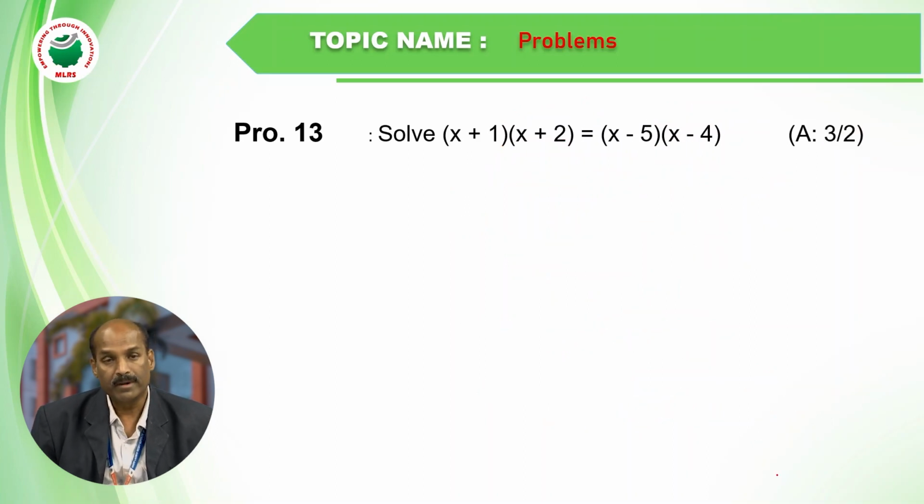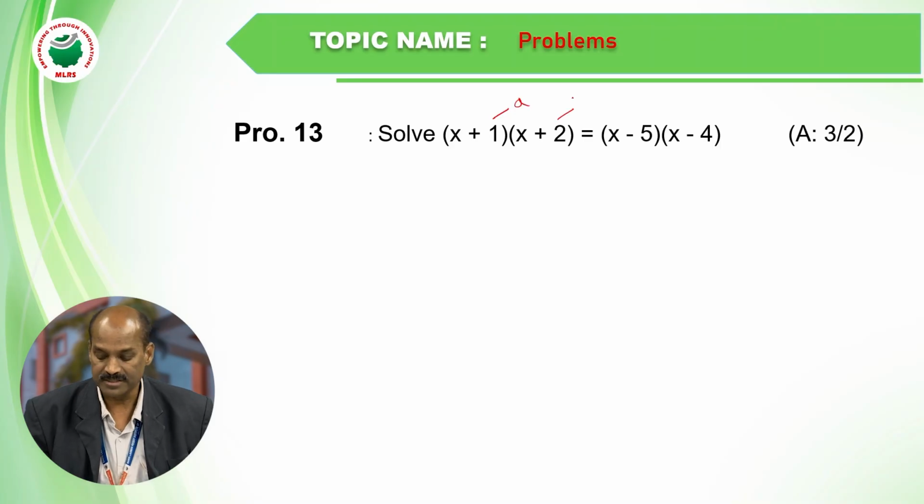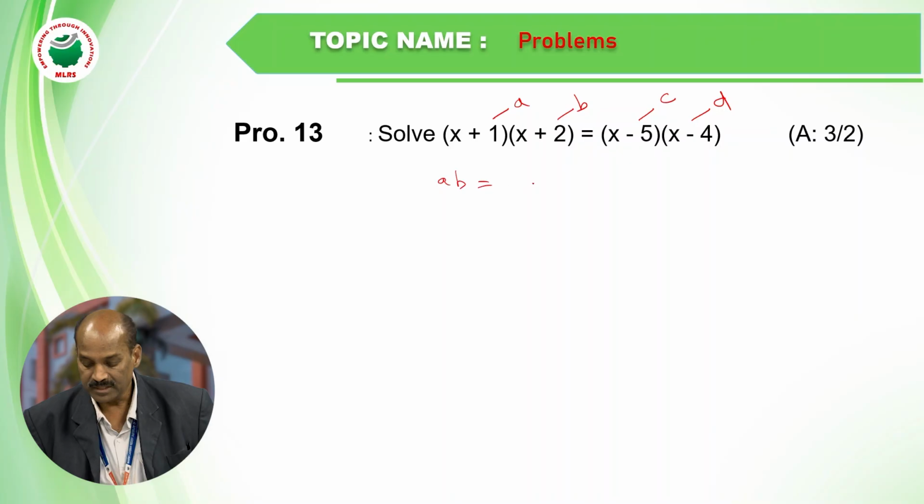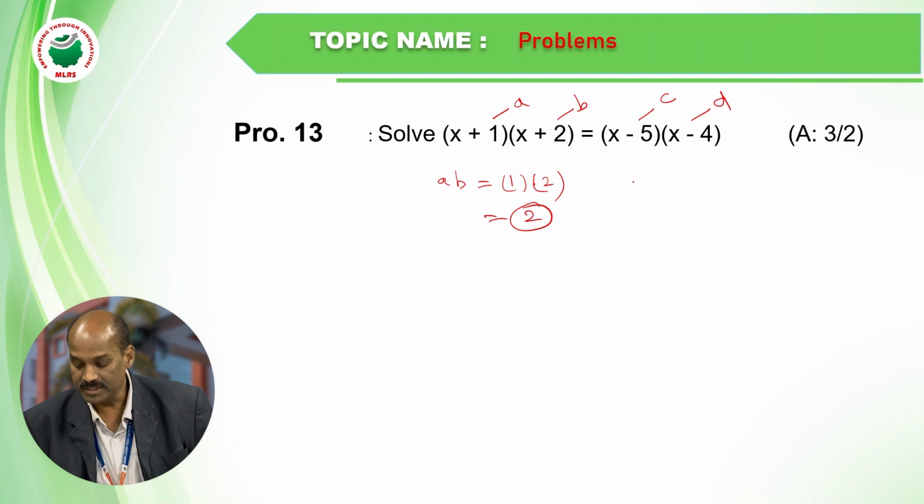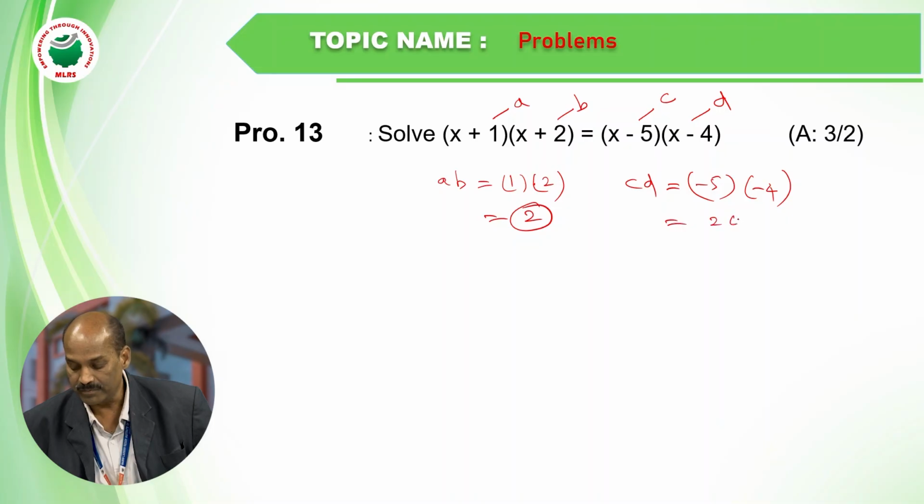Next we move to problem number 13. Solve (x + 1)(x + 2) = (x - 5)(x - 4). Now here what is the A value? A is this, this is B, this is C and this is D. Now here what is AB? The constant: 1 into 2. What is the answer here? This is 2. And what is the CD? CD or DC, both are same. This constant: minus 5 and minus 4. Minus into minus is plus, 4 into 5, 20.